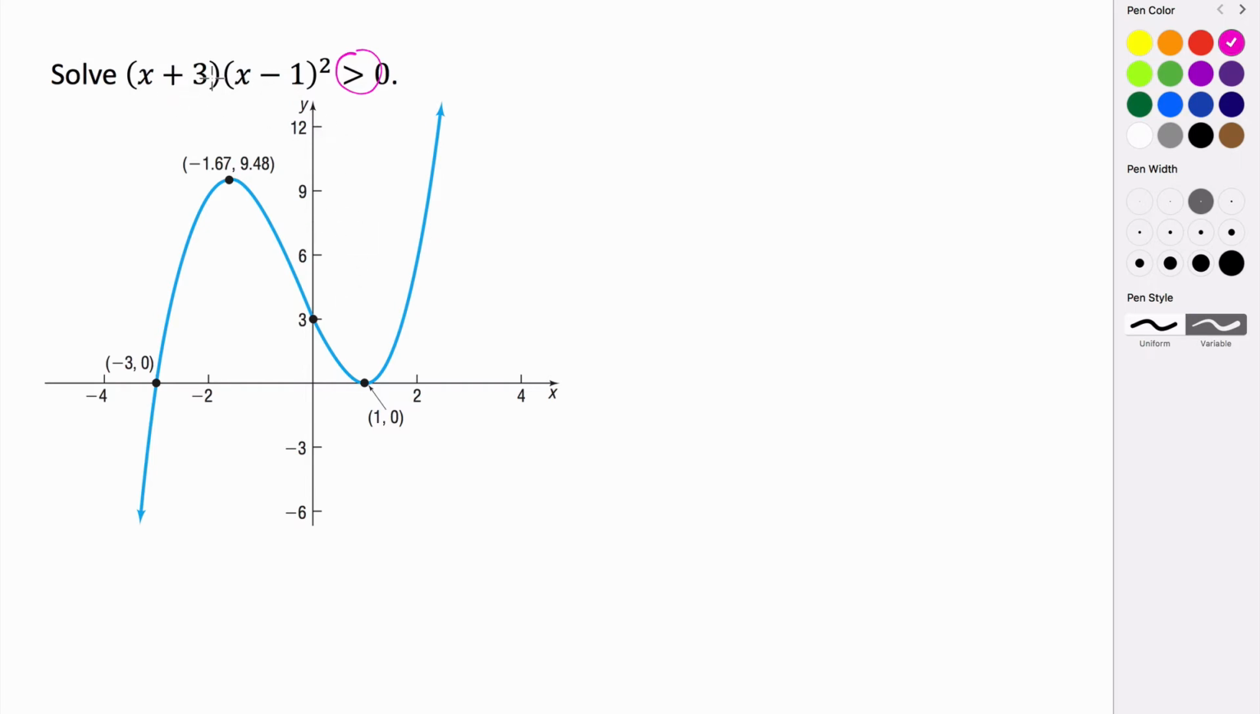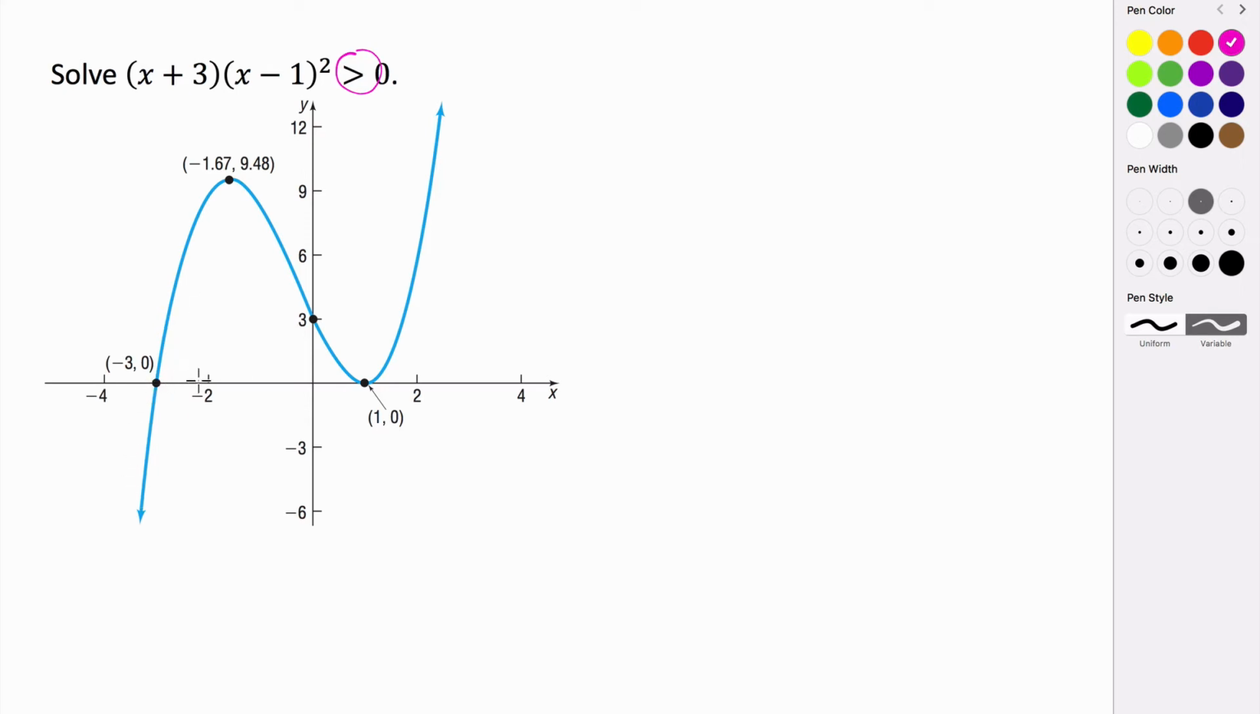So we know that at our zeros, that's the only place that a graph can change from positive to negative. So we want to look at our zeros. Our first zero is here at -3. So we can see that to the left of -3, for values less than -3, our graph is going down. It's going to be below the x-axis.